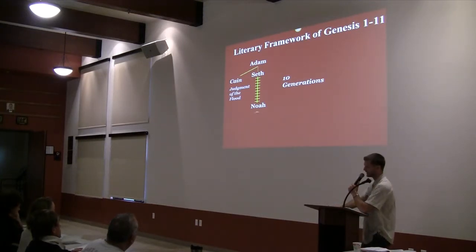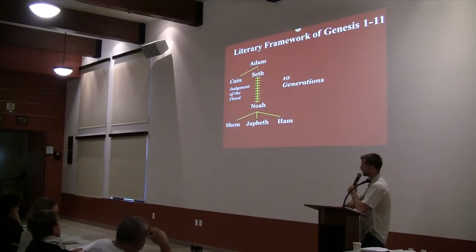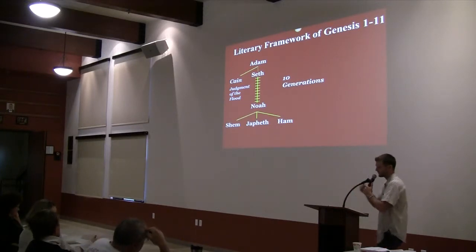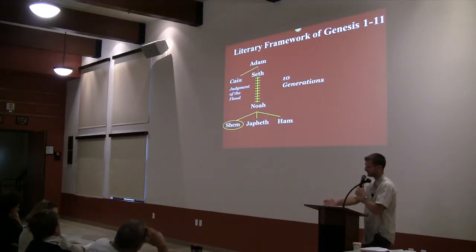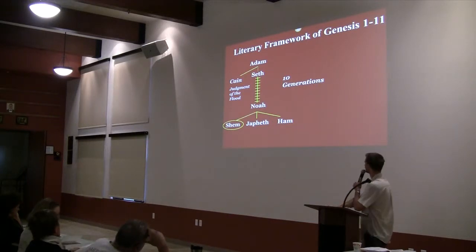Once the flood recedes, 4 men remain: Noah and his 3 sons, Shem, Japheth, and Ham. Of those 3, Shem receives the blessing of the firstborn, right?